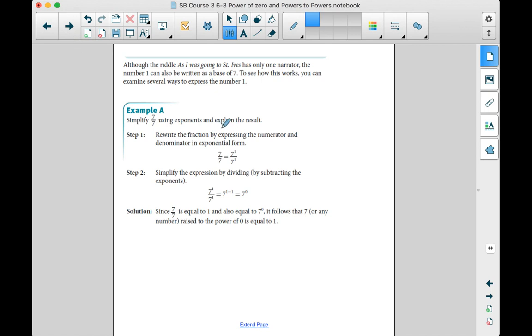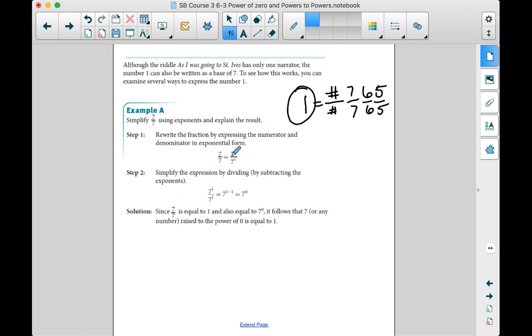So here, in example A, I want to talk about this notion of 7 divided by 7. So if we have a number divided by itself, so either 7 divided by 7, or 6 divided by 6, or 5 divided by 5, we get the same quotient for all of those numbers. They all equal 1. So let's take that and put it in exponential form.